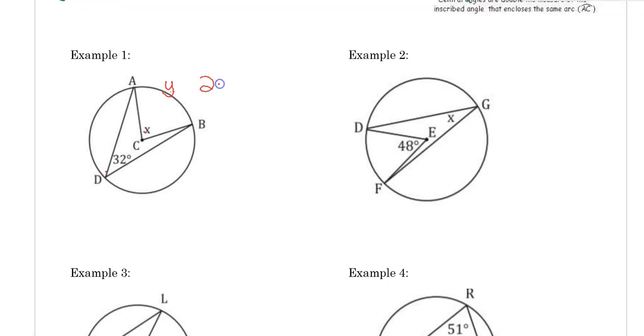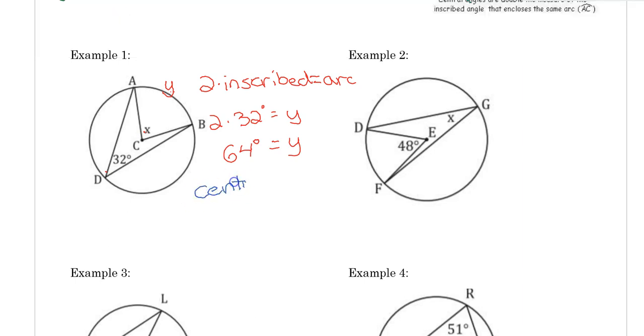So again, 2 times inscribed equals arc. So 2 times 32 degrees equals my arc. I have a y. So y equals 64 degrees. Okay? That's great. Now I have to solve for x. Central angle equals arc. My central angle is x. My arc we just found to be 64 degrees. Right, so it's kind of just putting together what we did in B2 and B3.